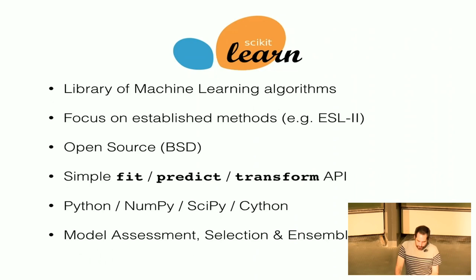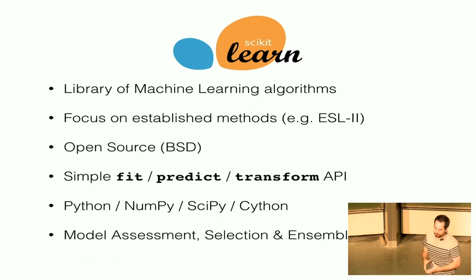And the main feature of scikit-learn is we try to provide a homogeneous API for all of those statistical models. So all of the models have at least a fit method to fit the data, to train the model. And then they can either have a predict or transform method to either make predictions or to transform the data into a new vector space.